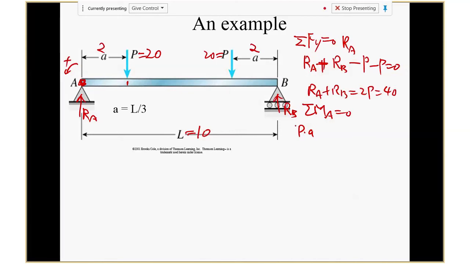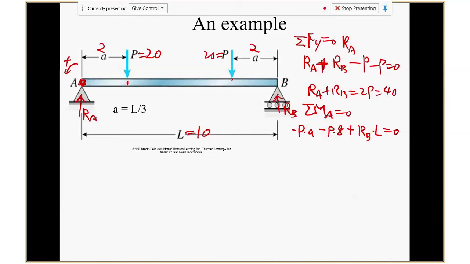Okay, so therefore you have negative P times A, P times 2. Then you say this force, so you have negative P times, what's the length? L minus A, that's 8. I can just jump a step, so it's 8. Then I see this force, so I have this RB times L, 10. Positive and negative? Positive, following my arrow direction. So plus, equals 0.